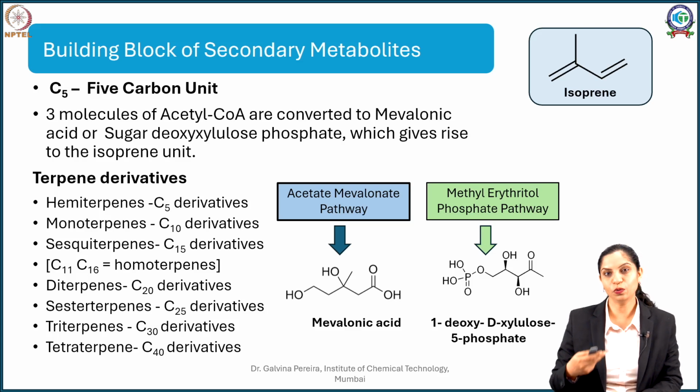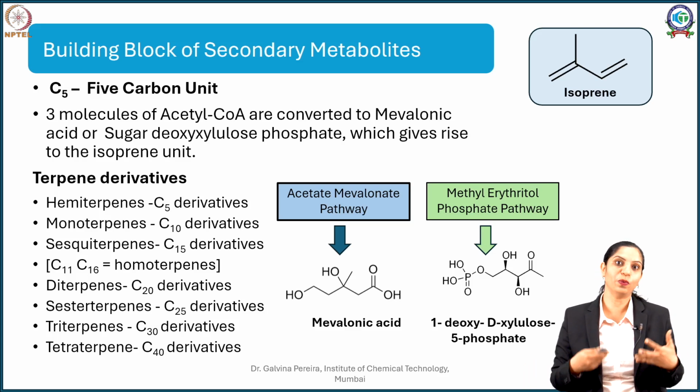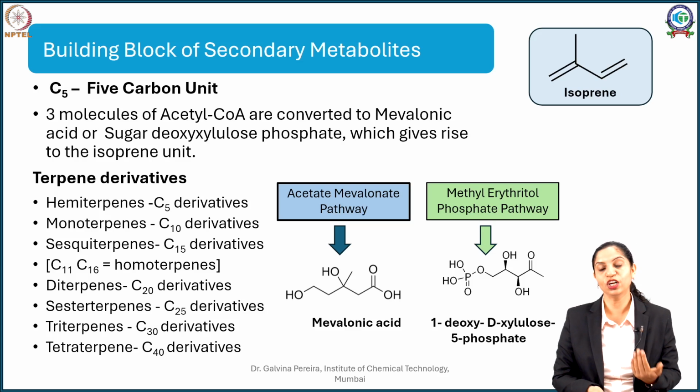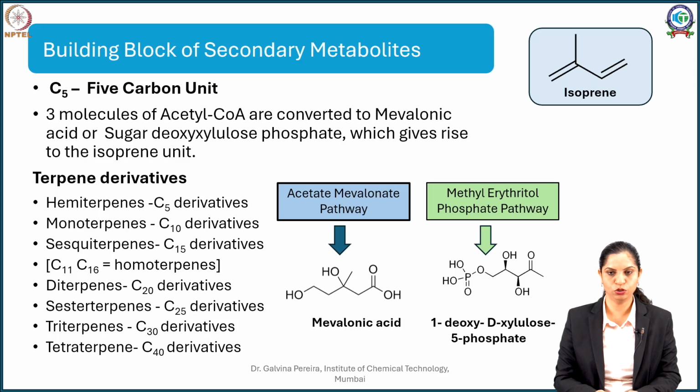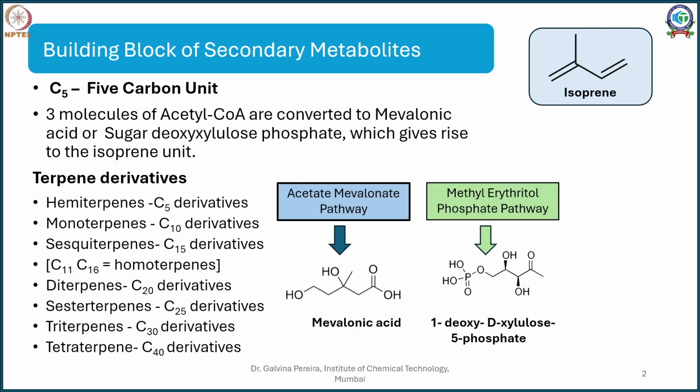Now if you add 10 more to it, you get C40 compounds, which are your tetraterpenes, and tetraterpenes are very big. In the previous session, we saw an example of carotene. Carotene compounds such as lycopene are definitely C40 compounds, made up of about 8 such isoprene units. So 8 fives are 40, which makes tetraterpene compounds. All of these terpenes come from these two basic metabolic pathways.